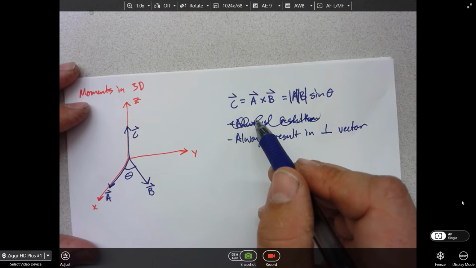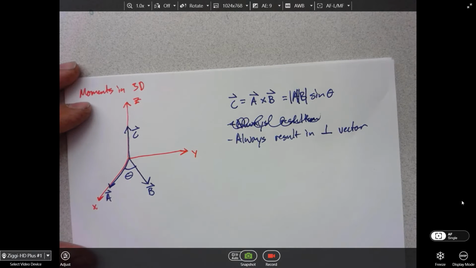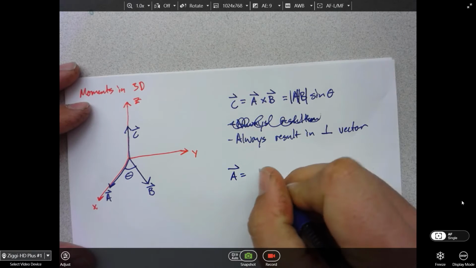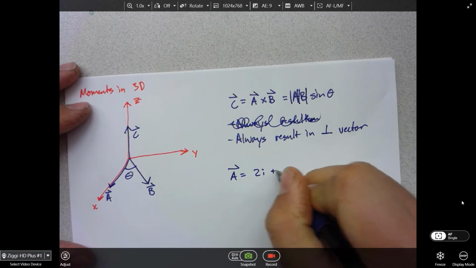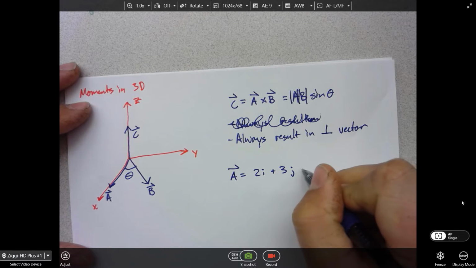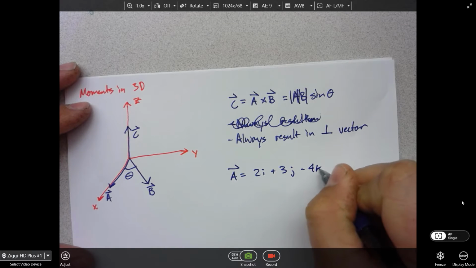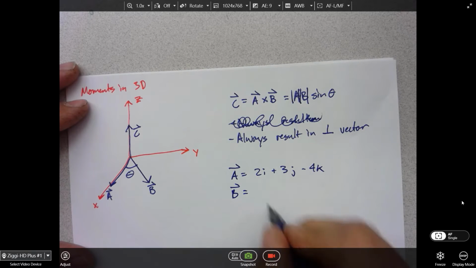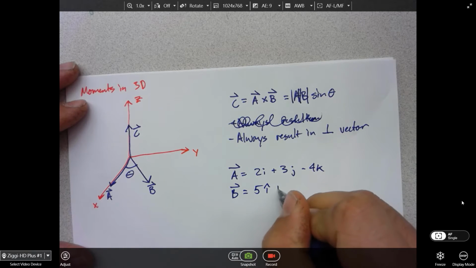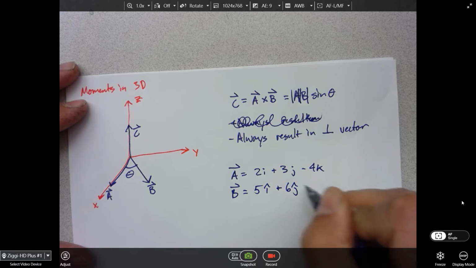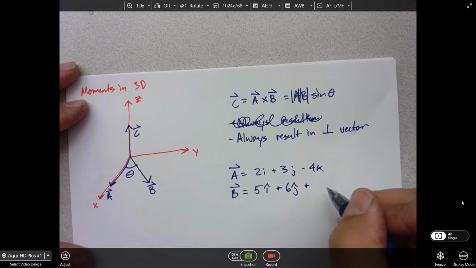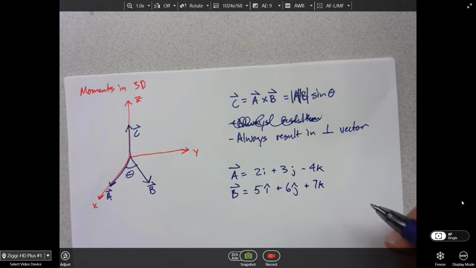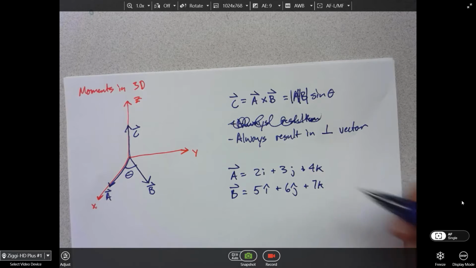Let's say we have 2 vectors. I'm going to define vector A as 2i plus 3j minus 4k. And I'm going to define vector B as 5i plus 6j plus, what do you think in the k? 7k. Good work. They're all plus each other.